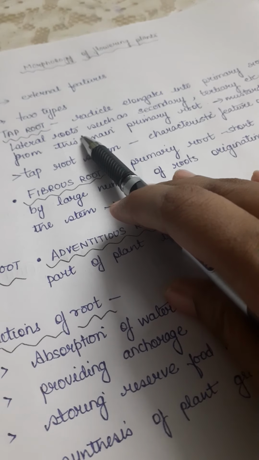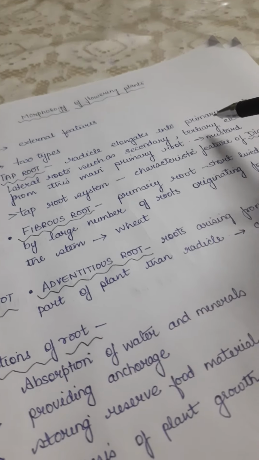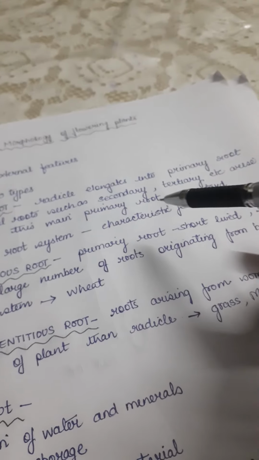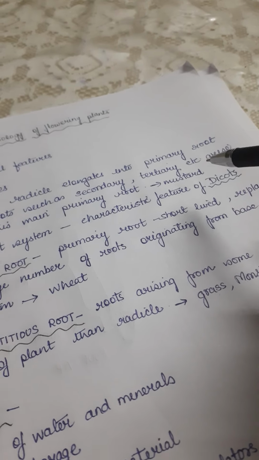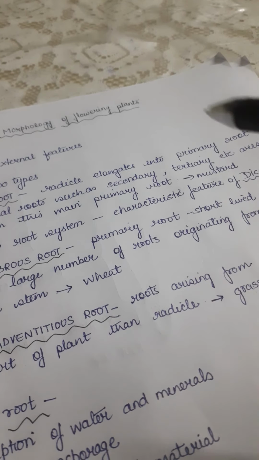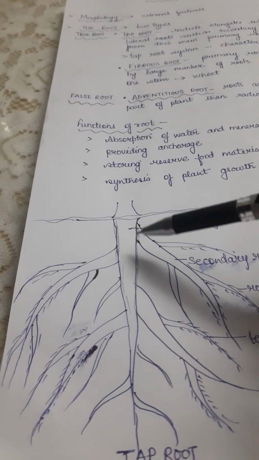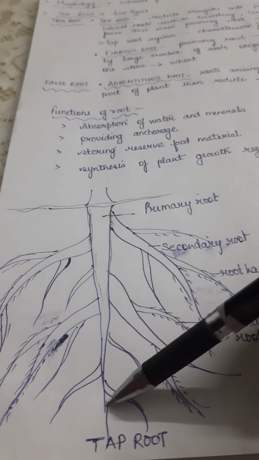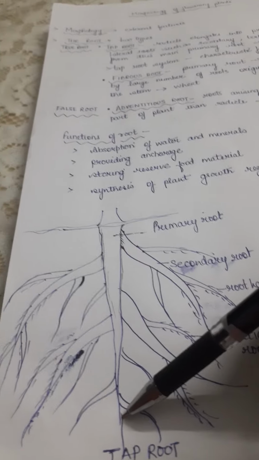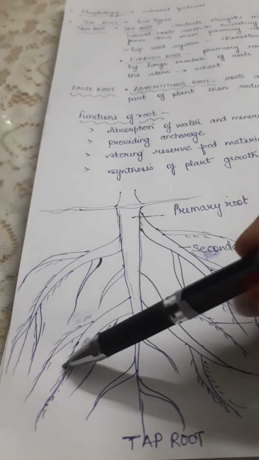Now tap root has a typical structure where the radicle elongates into a main root or primary root. Lateral roots such as secondary, tertiary, etc., it could be quaternary also, arise from this main primary root, and the example is mustard. Now you can see here, this is your typical tap root where you have the main root coming out from the radicle. It would elongate and go deep down, and this is generally found in trees. And you have supporting lateral roots such as secondary and tertiary, and these are root hairs.